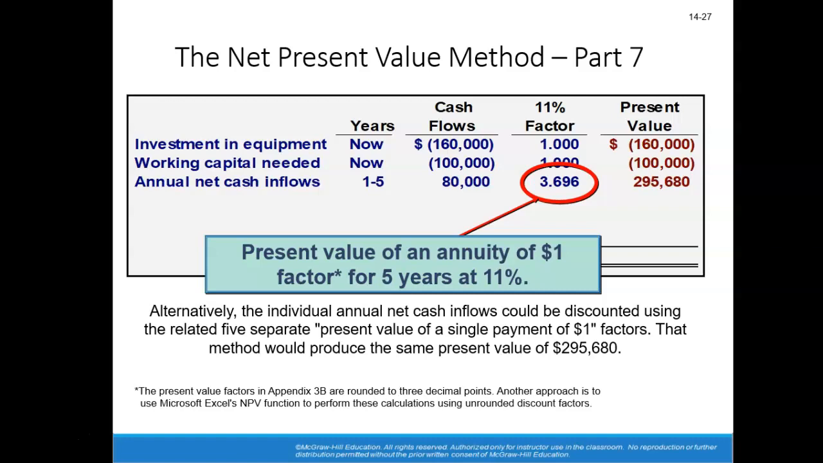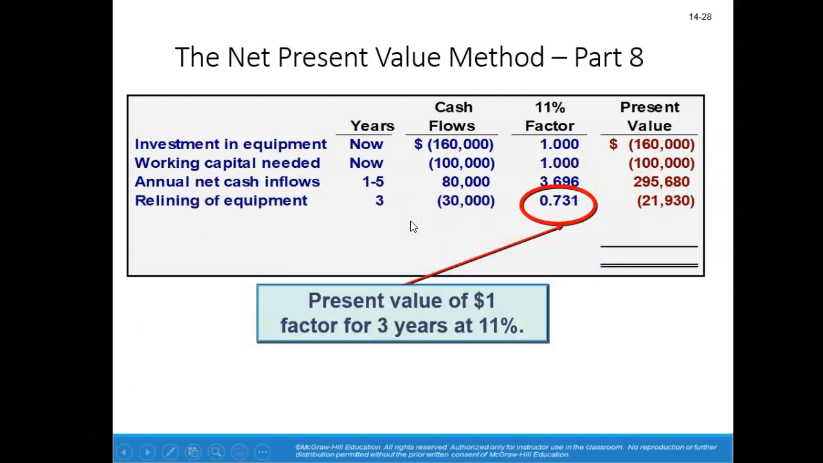$295,680. So give it, for example, let's say you won the lottery and they told you can either receive $80,000 each year for the next 5 years, or you could take a lump sum amount today. That lump sum amount, ignoring taxes, at 11% discount rate would equal $295,680. Okay? We got some other items.